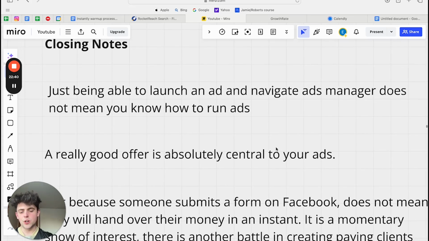Also, a really good offer is absolutely central to your ads, because you can have the worst setup ever, but if you're selling a Lamborghini to the first person who submits for like £1,000 or $1, of course they're going to submit, and you'll get really good results. Although that's almost too good to be true, people might not, but you get the point.